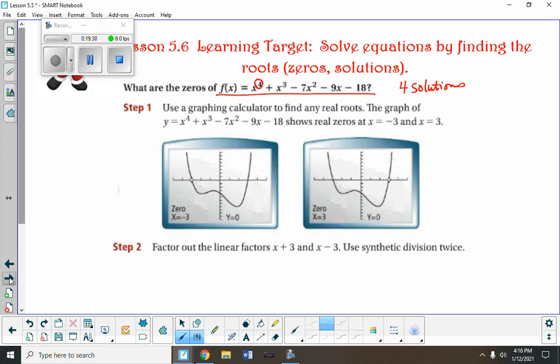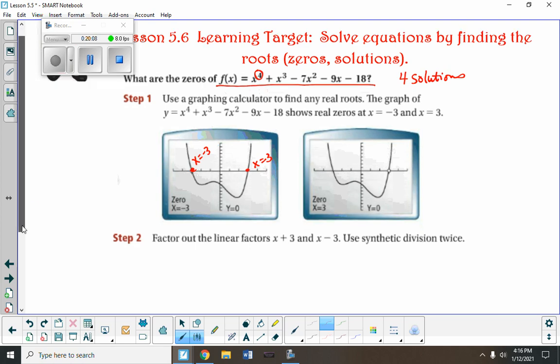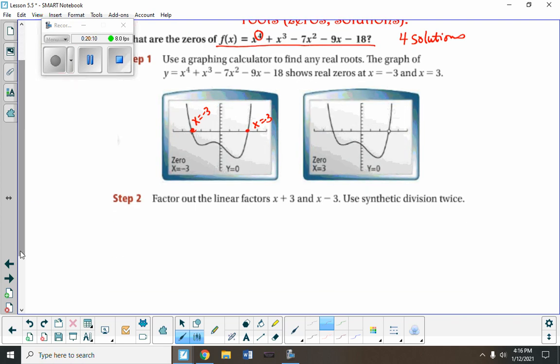So if you were to use a graphing calculator, which is what they did here, this is what it looks like. Well, here are 2 x-intercepts, which are roots. X equals 3, so we know that's an answer. X equals minus 3, that's another answer. Those are real zeros. Now, because it's an x to the fourth degree, there should be 4 answers. So in order to get the other 2 answers that would work, if you plugged it in when you set it equal to 0, what we're going to do is use synthetic division.